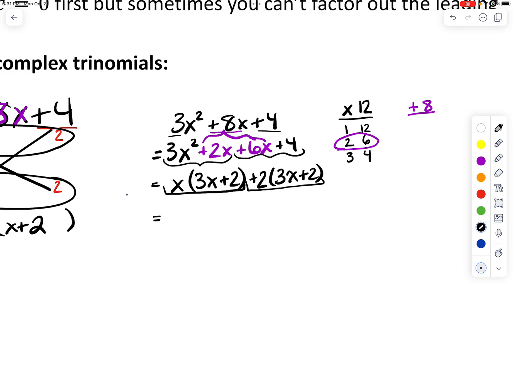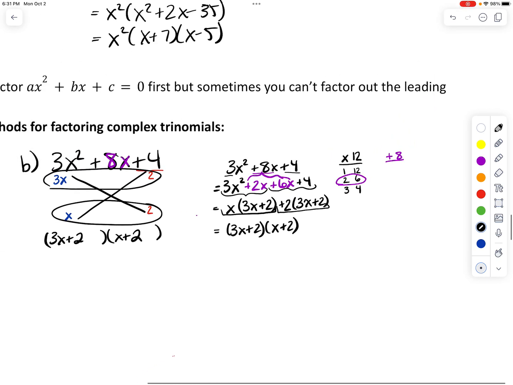Notice again, I have two terms. Each term has the same bracket, 3x plus 2, so that's a common factor. And then what I'd be left with is x plus 2. So the same answer in two different ways.